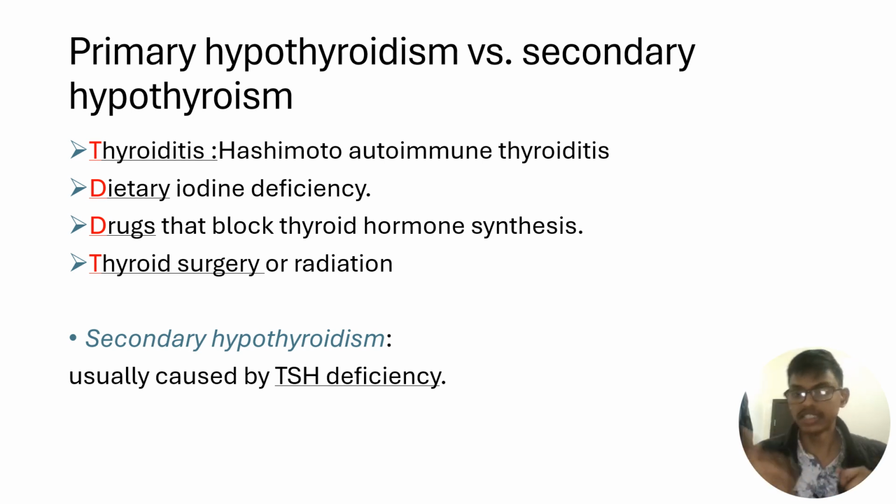There are many disorders in primary hypothyroidism. These are thyroiditis, autoimmune thyroiditis, dietary iodine deficiency, drugs that block thyroid hormone biosynthesis, and thyroid surgery or radiation. Secondary hypothyroidism is caused by TSH deficiency.